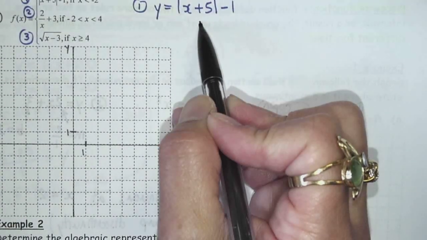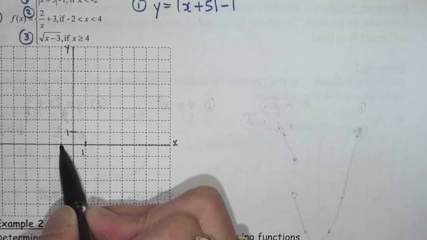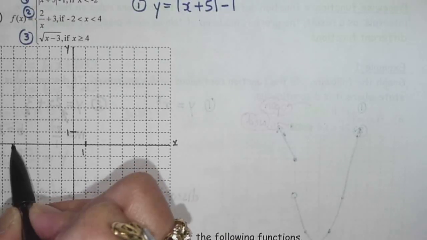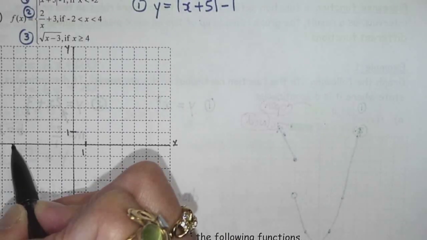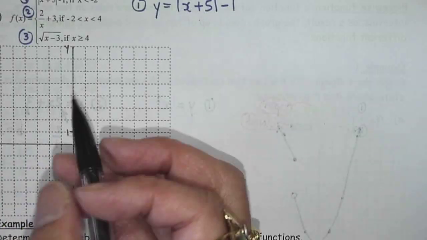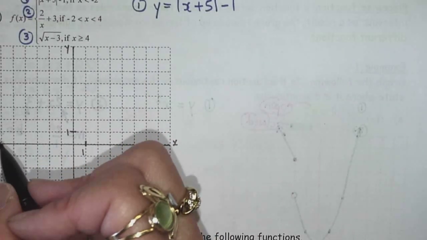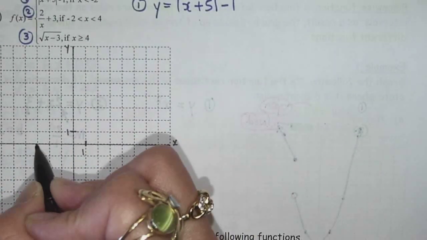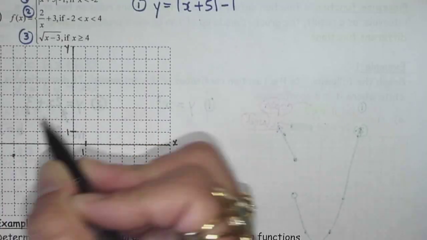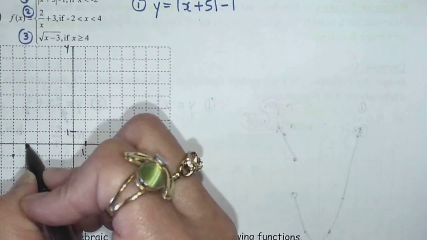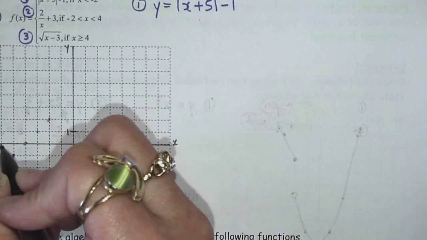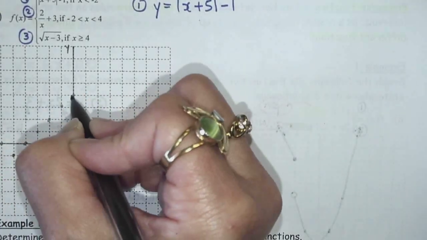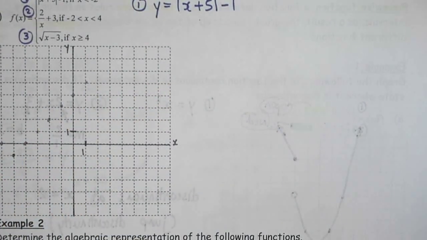So this is the absolute value function. Left 5, 1, 2, 3, 4, 5, and down 1. Right, so left 5, down 1. 1, 2, 3, 4, 5, down 1 like that. And it opens up. Nothing else is happening, so I'm just going to do dot, dot, dot, dot, dot, like that. Now, where do I start it?